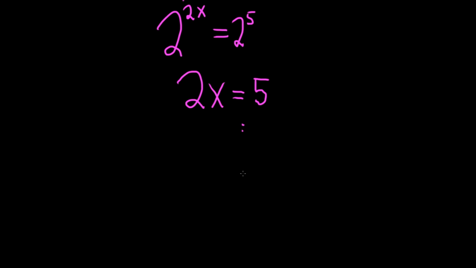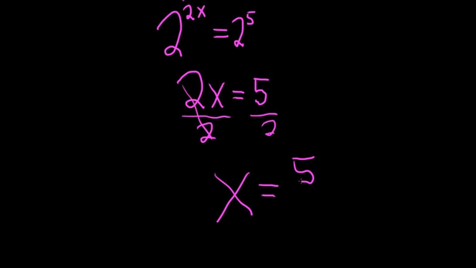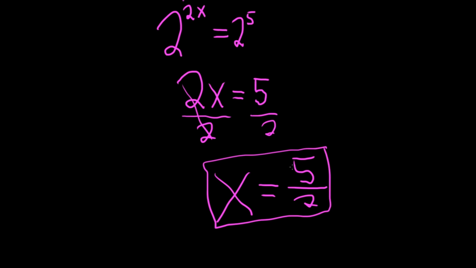And to finish, all we have to do is divide by 2. So divide by 2, divide by 2. And we end up with x equals 5 over 2. And that should be the final answer.